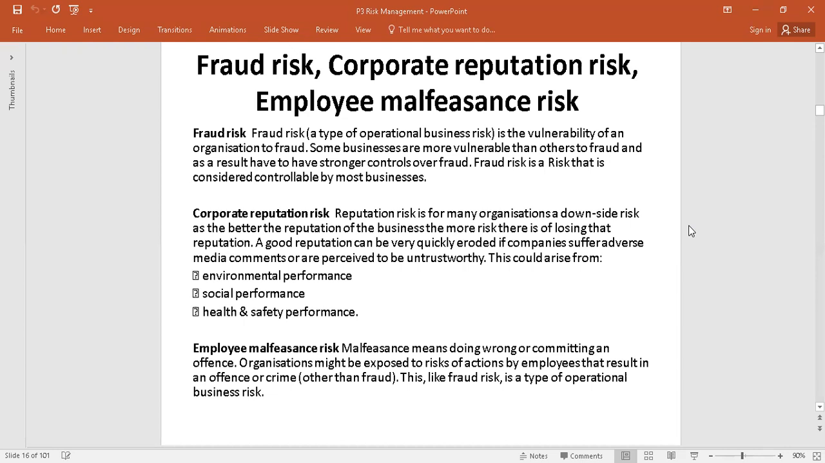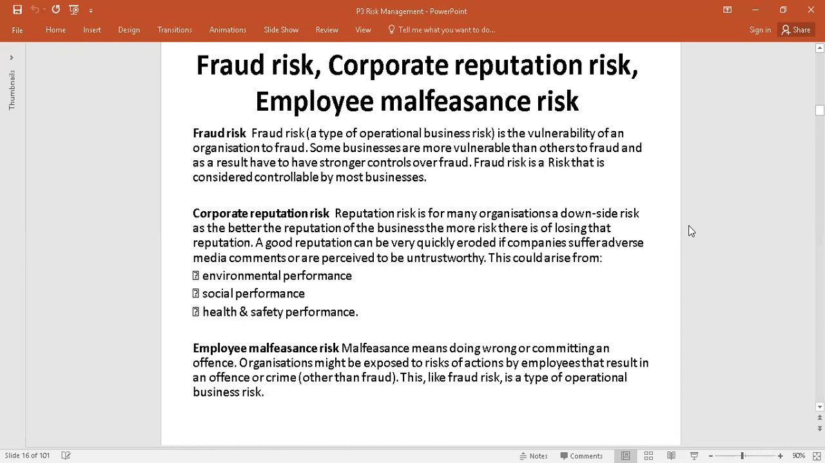It is not expected of them to have proper behavior, not being involved in fraudulent behavior. So employee and management seriousness is also one important aspect which has to be taken into consideration.